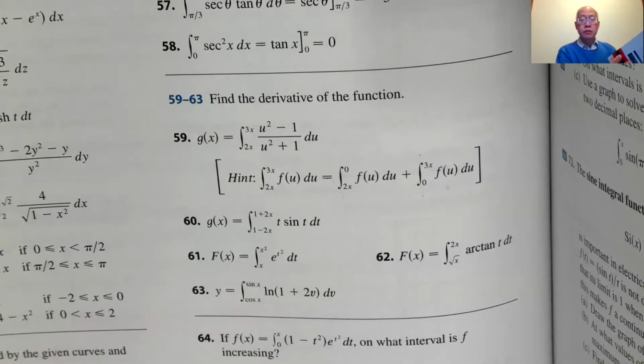59 through 63 is back to fundamental theorem of calculus part 1, which is what we're concerned with right now. So question 2, go back to that.